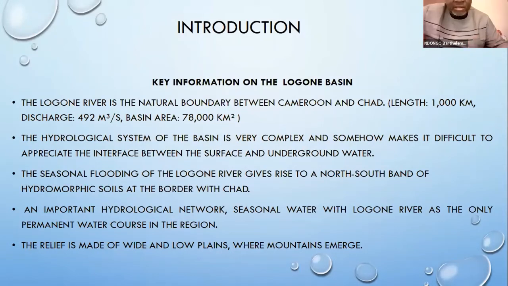The Logone River is a natural boundary between Cameroon and Chad. The hydrological system of the basin is very complex and makes it difficult to appreciate the interface between the surface and underground water. The seasonal flooding of the Logone River gives rise to an important north-south hydrological network, and the Logone River is the only permanent watercourse in the region. The relief is made of wide and low plains where mountains emerge.